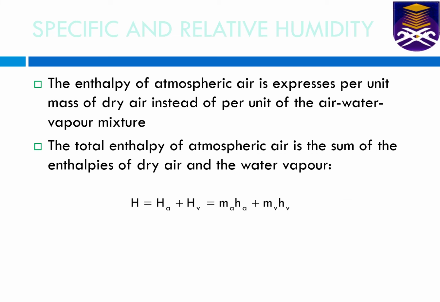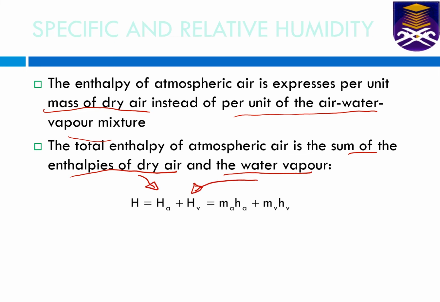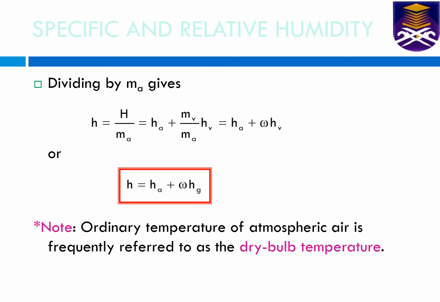Another important criterion is to look at the enthalpy. The enthalpy of atmospheric air is expressed per unit mass of the dry air instead of per unit of the air-water vapor mixture. The enthalpy of the atmospheric air is the sum of the enthalpy of the dry air and the water vapor. If you recall from the previous lecture, the enthalpy of the water vapor is HV equal to Hg at that temperature. So we have MA HA plus MV HV.